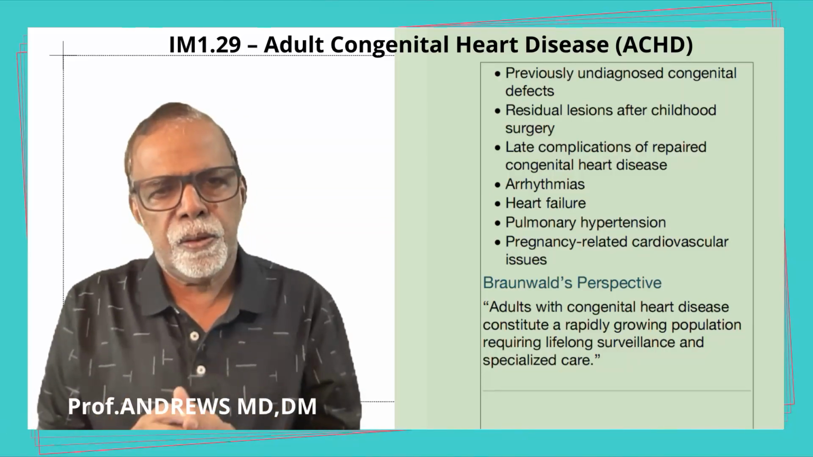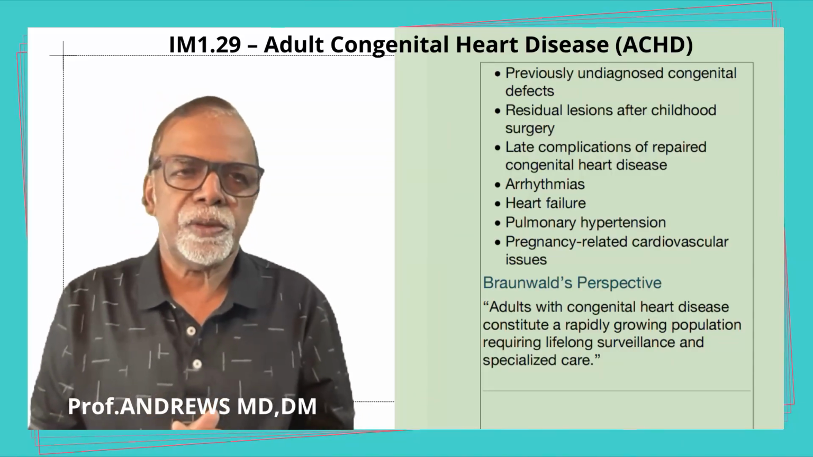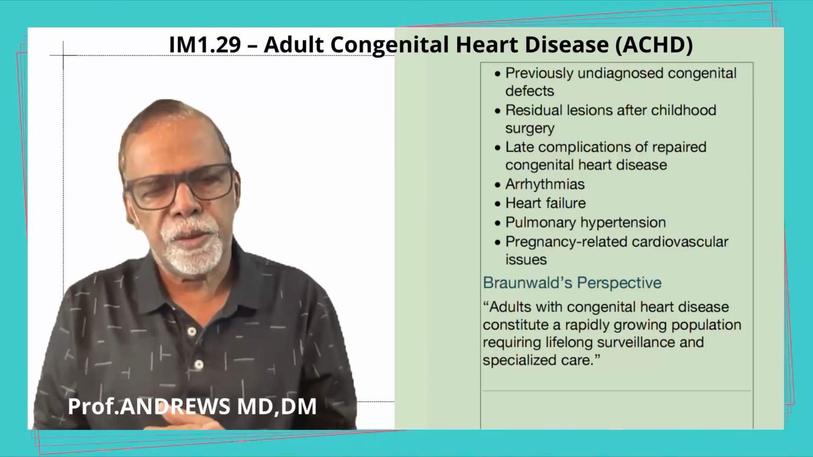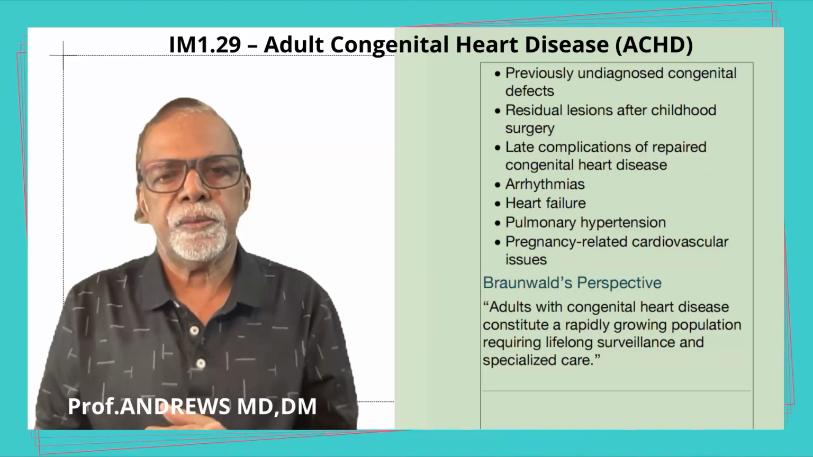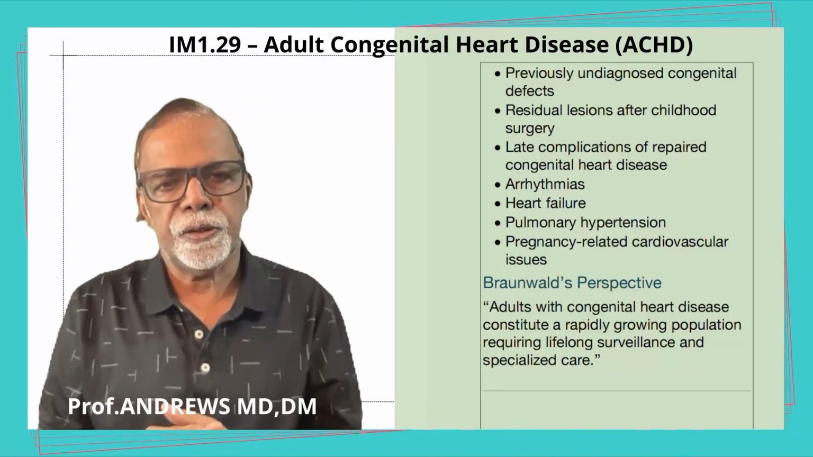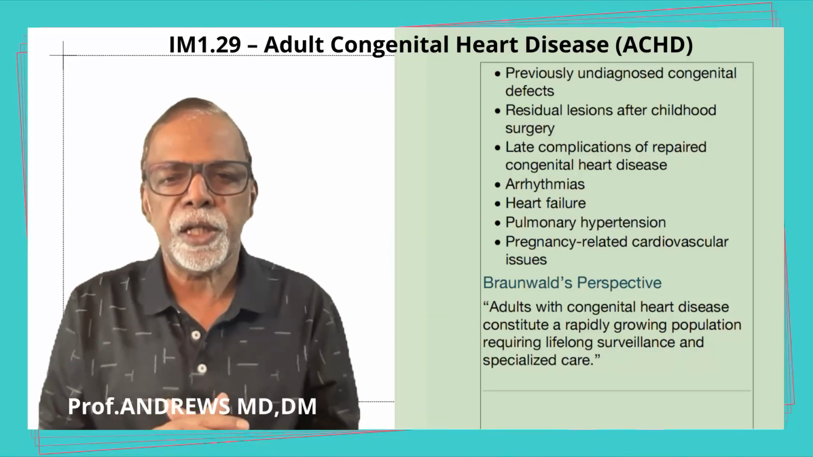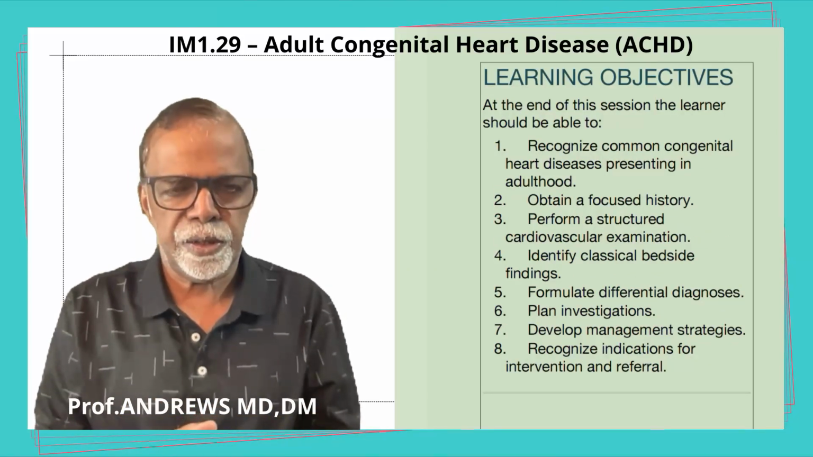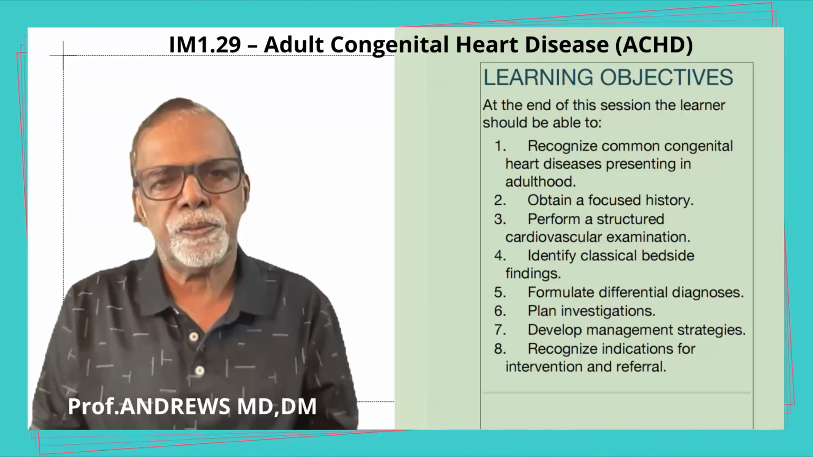So these are previously undiagnosed congenital defects, residual lesions after childhood surgery, late complications of repaired congenital heart disease, arrhythmias, heart failure, patients developing pulmonary arterial hypertension, and pregnancy-related cardiovascular issues in congenital heart disease. So adults with congenital heart disease constitute a rapidly growing population requiring lifelong surveillance and specialized care. And that is the importance of this topic, congenital heart disease in adults.